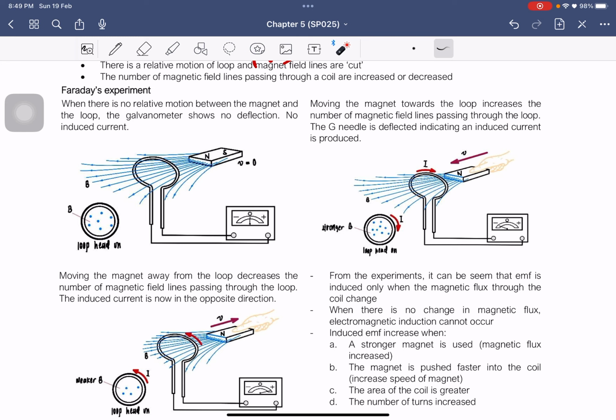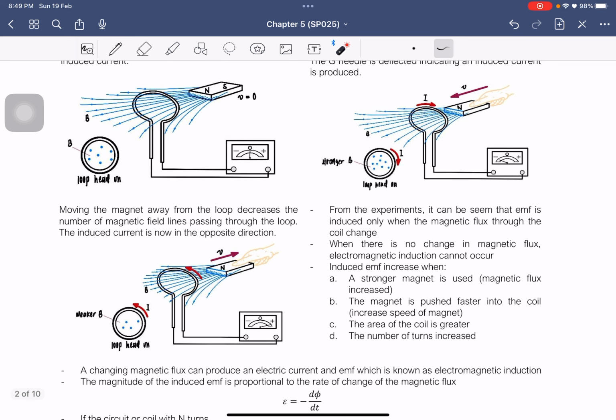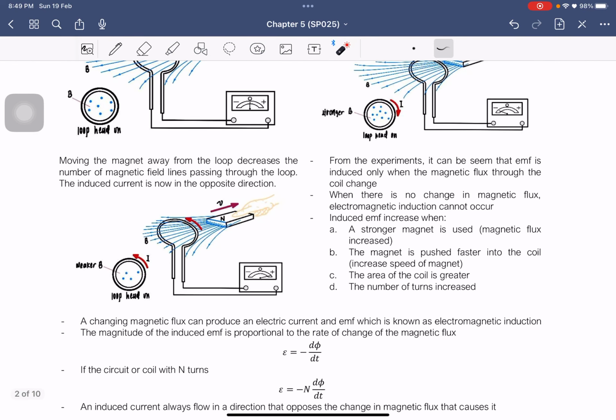Alright. Then, when the magnet is moving away from the loop, it decreases the number of magnetic field lines passing through this loop. Actually, I should reduce the amount. Is it the same? It's actually the same, right? So basically, you just have to know that the magnetic field lines passing through this loop will decrease when the magnet is taken away from the loop. So the induced current will move in the opposite direction.